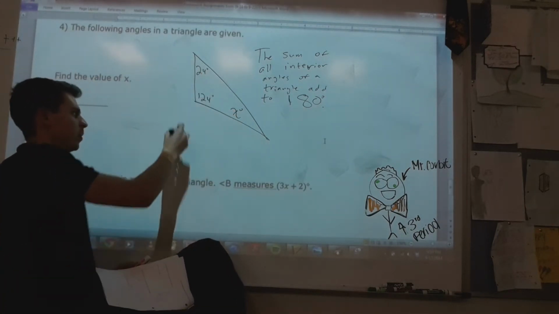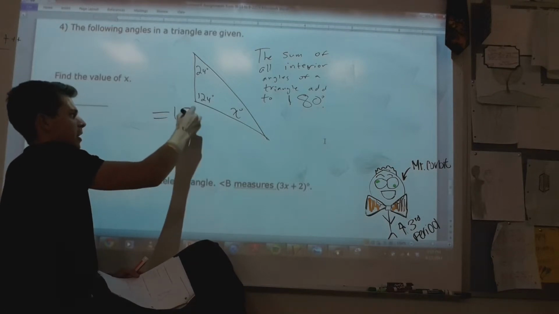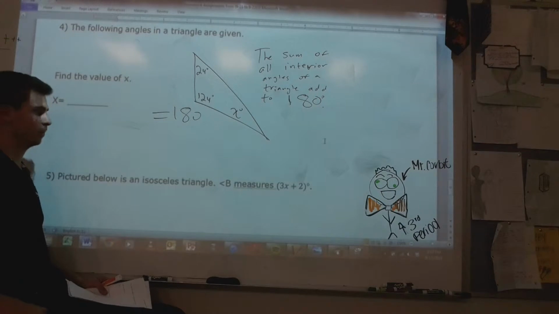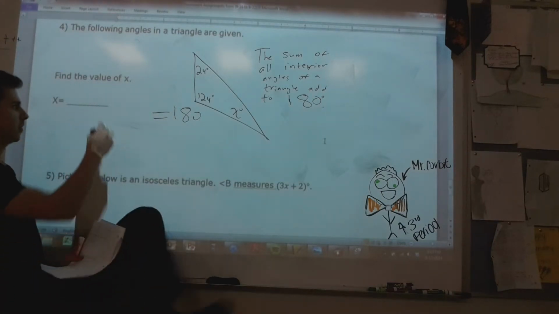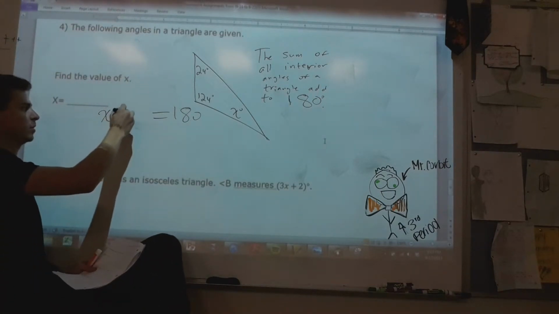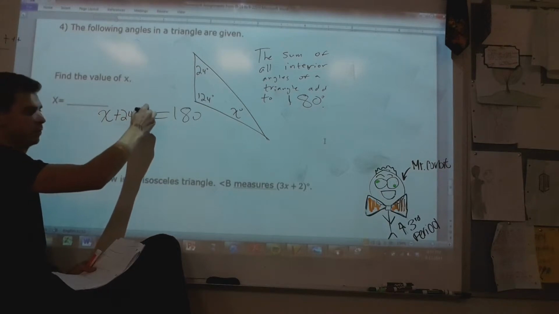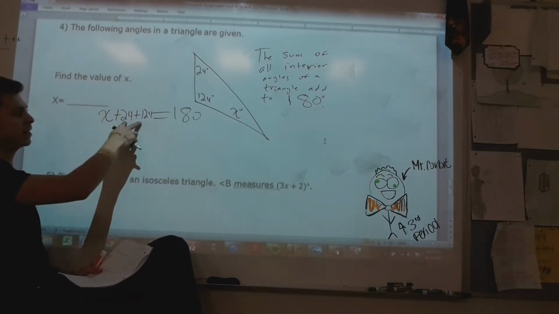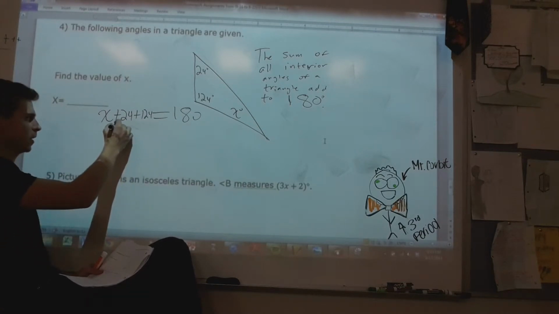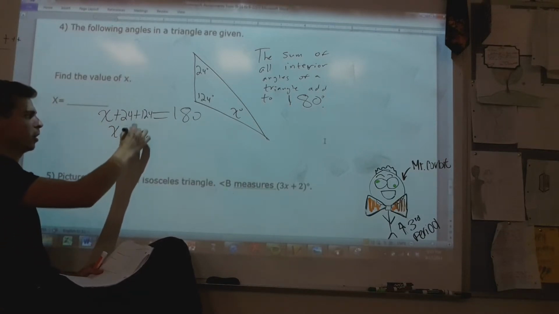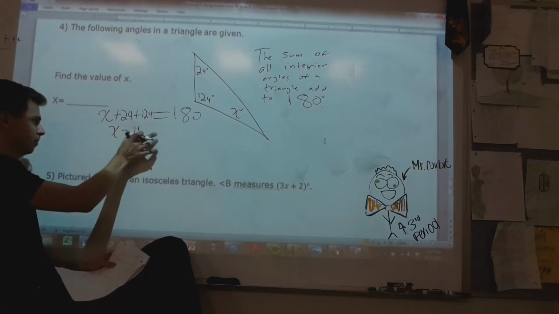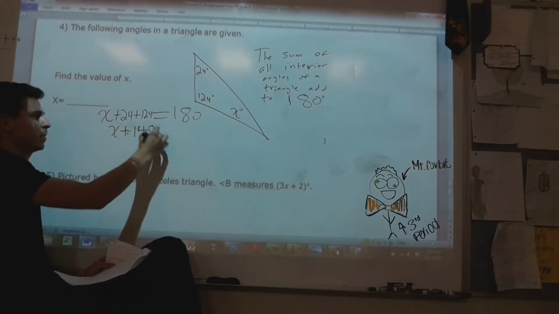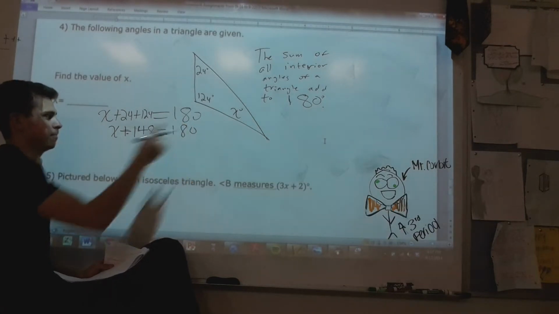If we add them all up, it should equal 180. So we will have x plus 24 plus 124. We're going to add these two here, and that is x plus 148 is equal to 180.